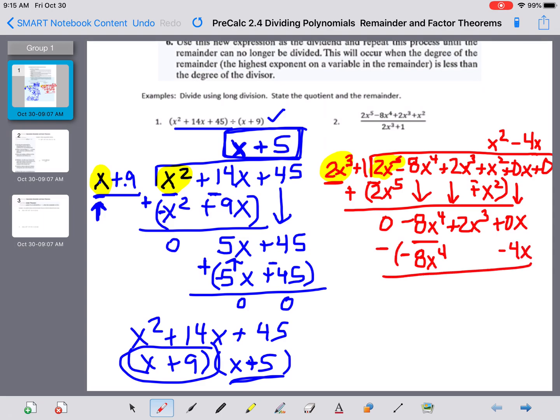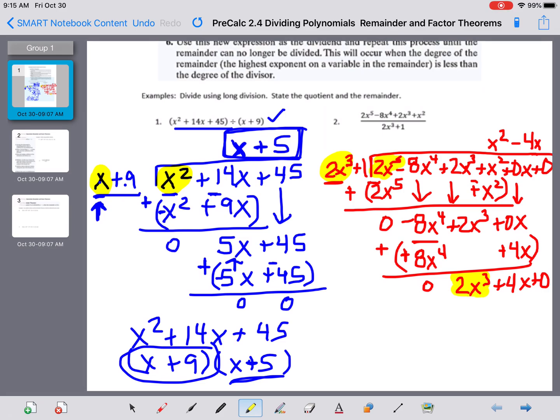And I'm going to subtract that whole term. When I subtract, that means opposite here, and that becomes plus. So negative 8x to the fourth plus 8x to the fourth cancels, which is what I was hoping for. 2x to the third just drops down. 0x plus 4x makes 4x. And once again, I bring down my next term, which is 0. Okay. I still keep going because I still haven't gotten smaller than what I'm dividing by.